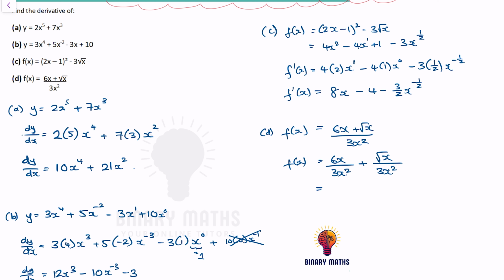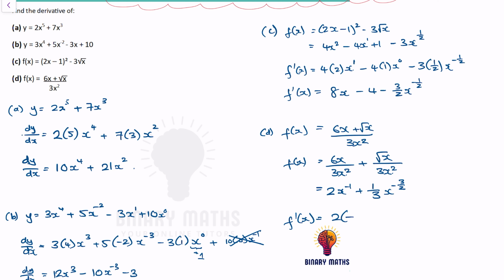So 6 over 3 gives you 2. x over x squared is the same thing as x to the power of 1 take away 2, which is 2x to the power of minus 1. And then you've got 1 over 3, so the numerical part is 1 over 3. x to the power of a half divided by x squared is x to the power of a half take away 2, which is x to the power of minus 3 over 2. Now that I've got it in index form, I just need to differentiate it.